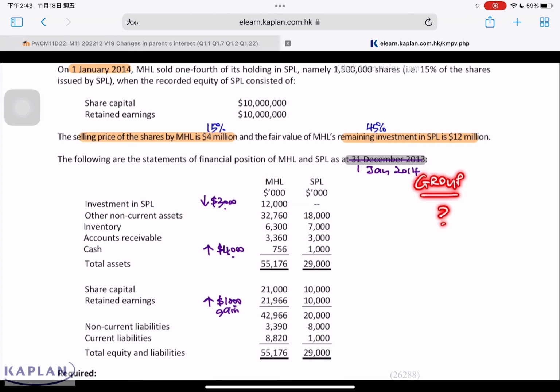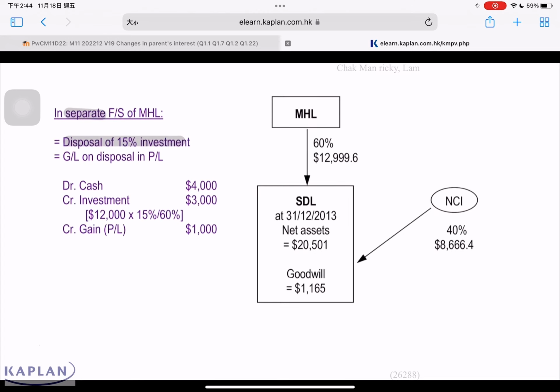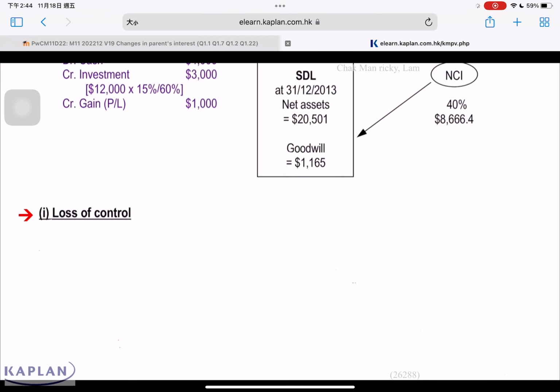Now at the group level, what must we do? The first scenario is where control is lost. 60% minus the 15% is equal to 45%. We no longer have control, so we deconsolidate. To deconsolidate, we must derecognize NCI and compare this with the fair value to calculate the gain or loss in P&L. Case 1, assuming loss of control.